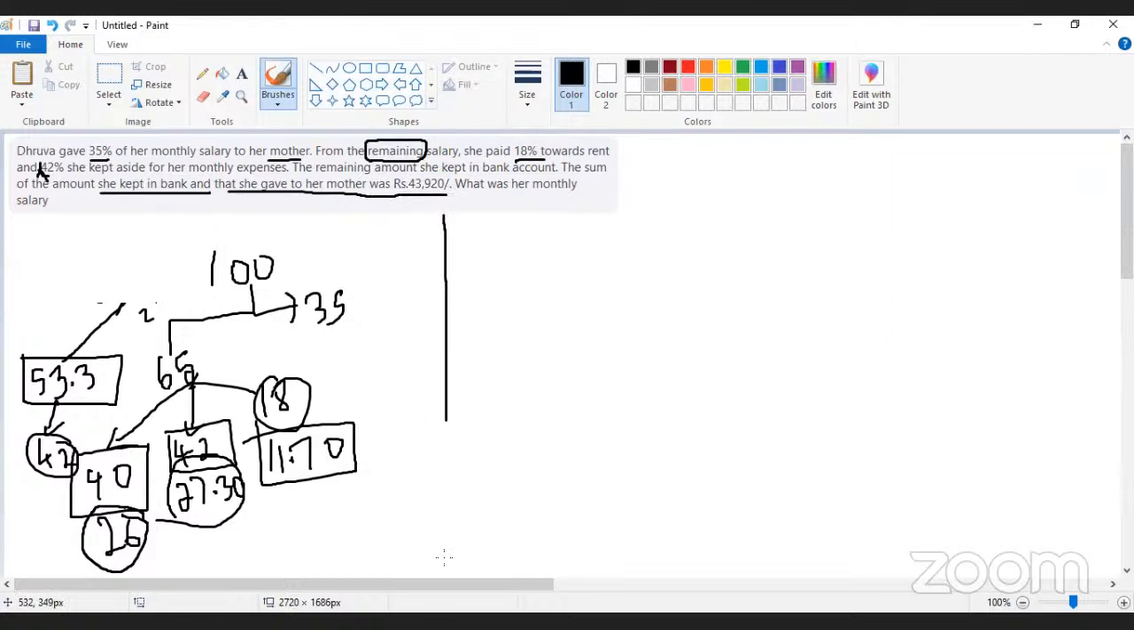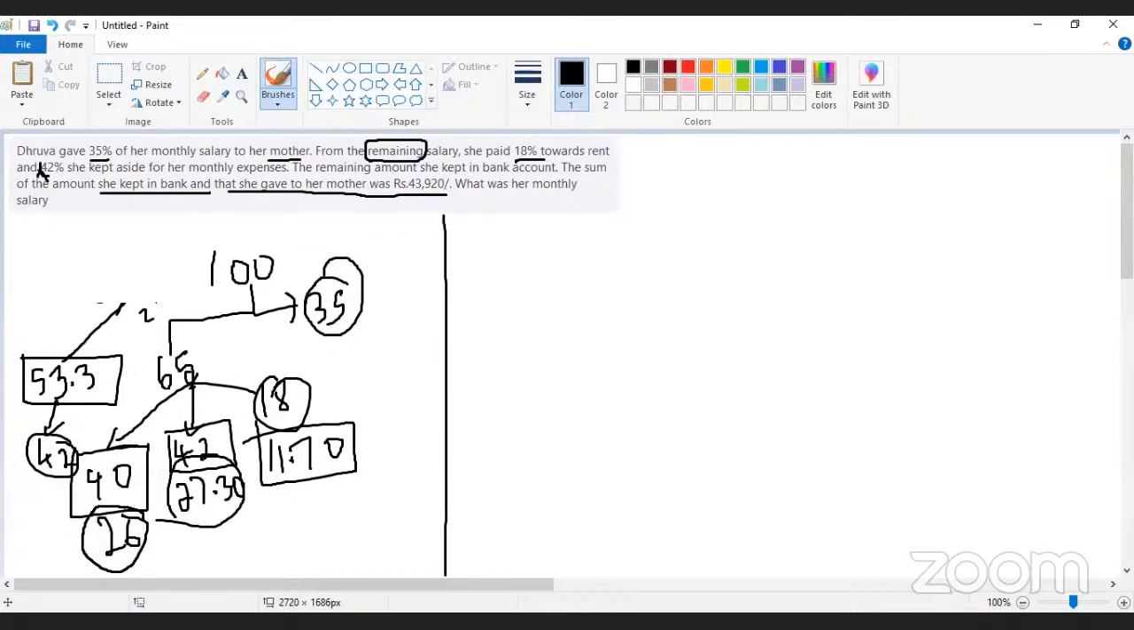What is her monthly salary? Pranita, I'll tell you, such a difficult question for sure, but still I'll tell you what to do with this. So she had remaining money, which was 26%, and to her mother she gave 35%. These are the remaining spent money. Let's take the total money she was availing. So 26 and 35 is 61.